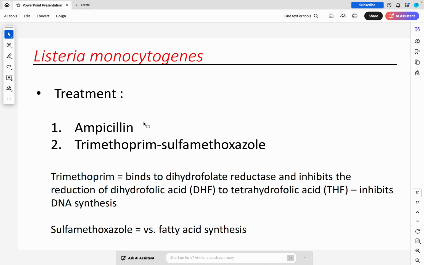Okay. I think this is the last slide. So we already covered all of the medically significant bacterial pathogens to be included in this module.